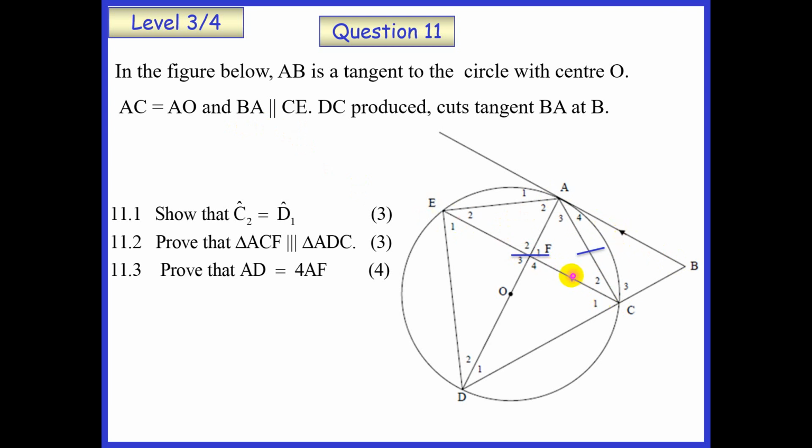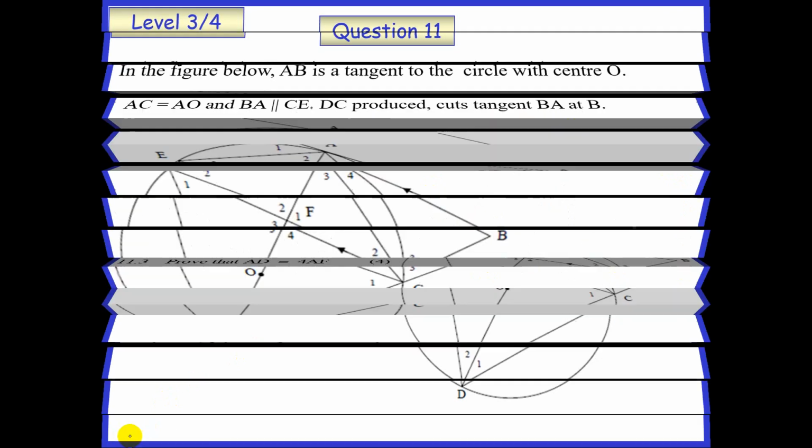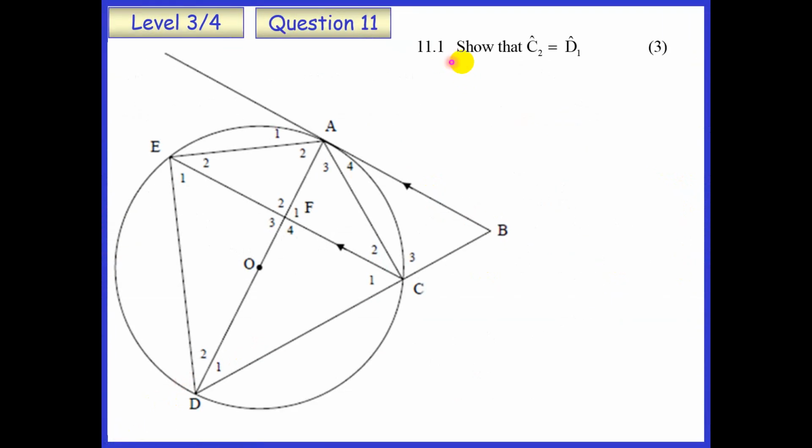So when I look at parallel lines, immediately I'm looking for alternate angles, A4 and C2. That could help us later on. We also see alternate A1 and E2, which we'll use a little later maybe. And it goes on to say that DC produced cuts tangent BA at B. Okay, so let's get into the first question here, which says, show that C2 is equal to D1.